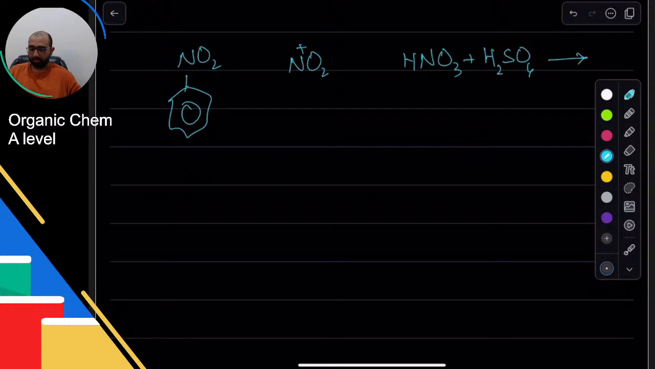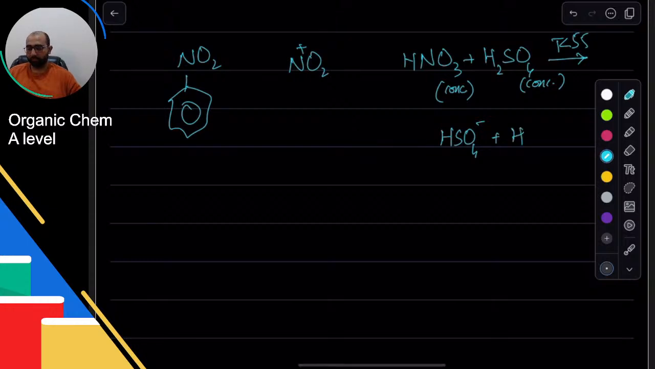Conditions are important. This one is concentrated, this one's also concentrated, and the temperature is below 55. Above 55, they do other things as well as this one. What will happen? H2SO4 will donate H positive, so it's going to make HSO4 negative. HNO3 is going to donate OH negative.